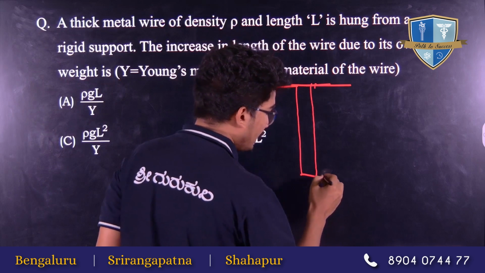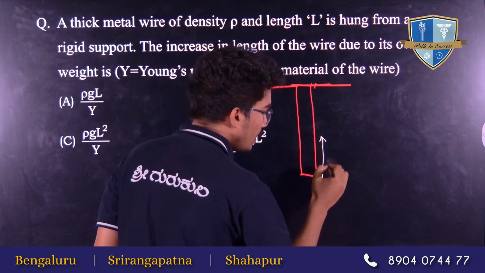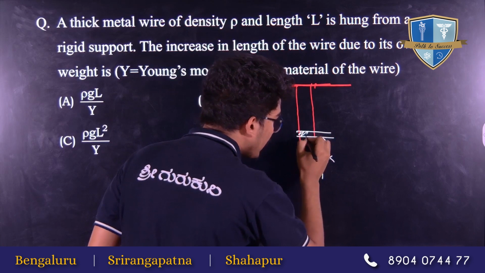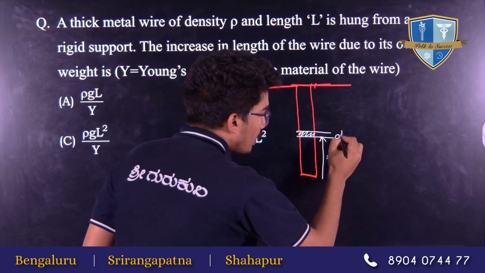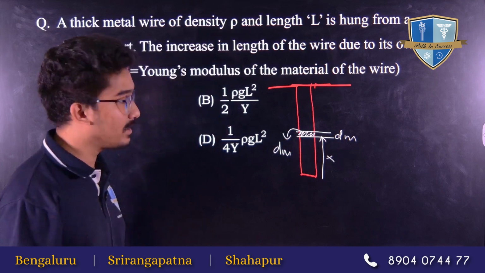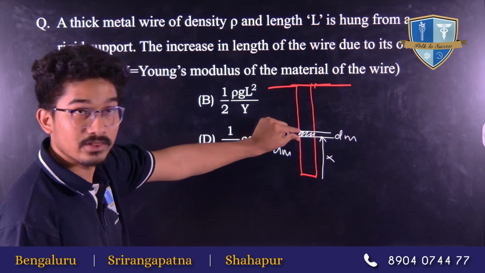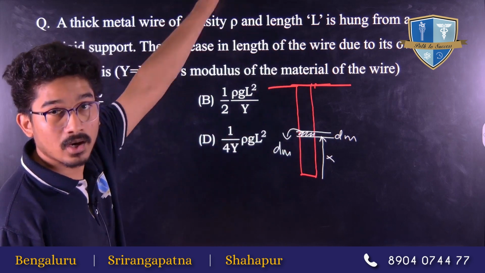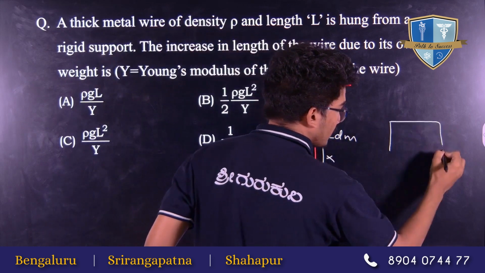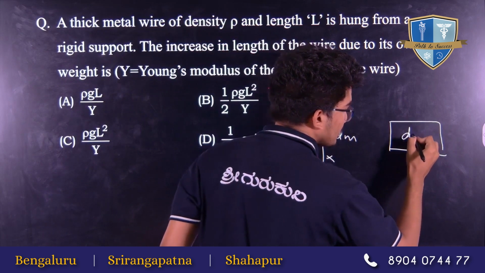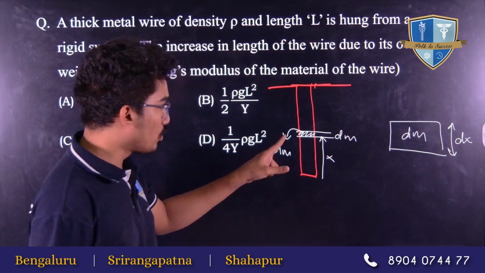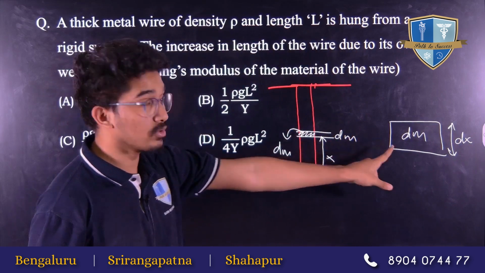So how will we calculate? From the bottom we will go to x distance and take a component dx of mass dm, and we will integrate this along the length to find the change in length. If we zoom it out, this is our component of mass dm and length dx. Now which force is acting on this mass?